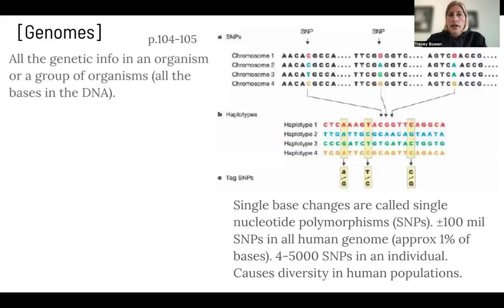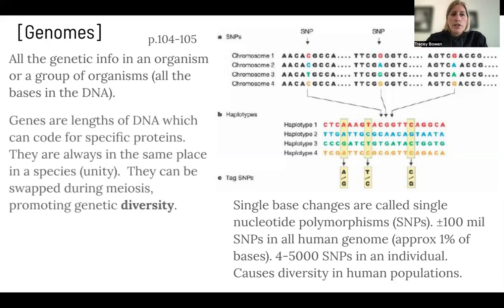Genomes are all the genetic information in an organism or group of organisms. So this is all the bases in their DNA. And genes are lengths of DNA which can code for specific proteins. They're always in the same place in a species.